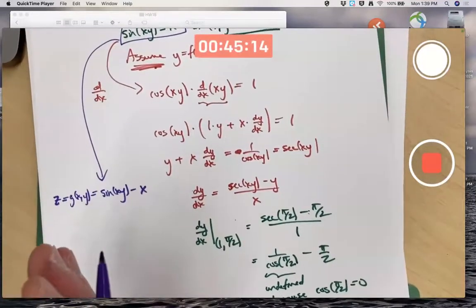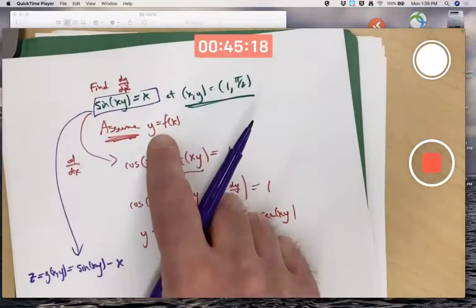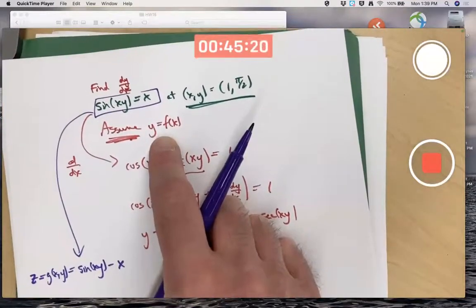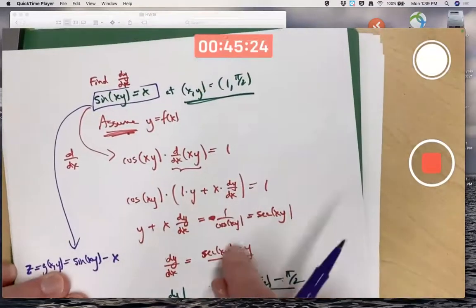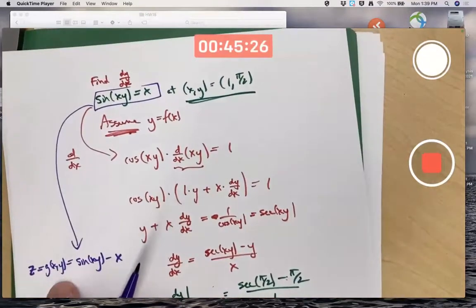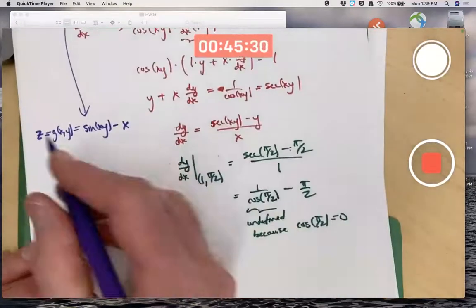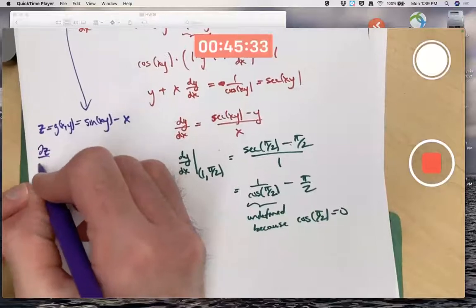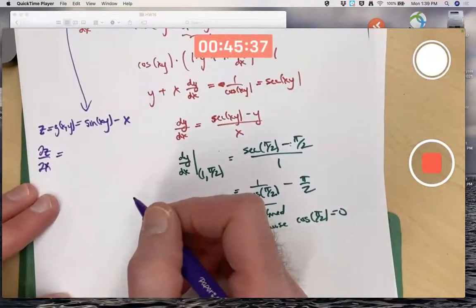Whether something is a constant or a variable is all in how you're thinking about it. And here I was thinking about y as depending on x. Again, it actually was not valid because we got undefined, but it might be valid at some other points. Here, I'm not thinking that way. I'm thinking of x and y as being independent variables. You should be able to find the derivative of z with respect to x. Treat the y as a constant now, not as a function of x.